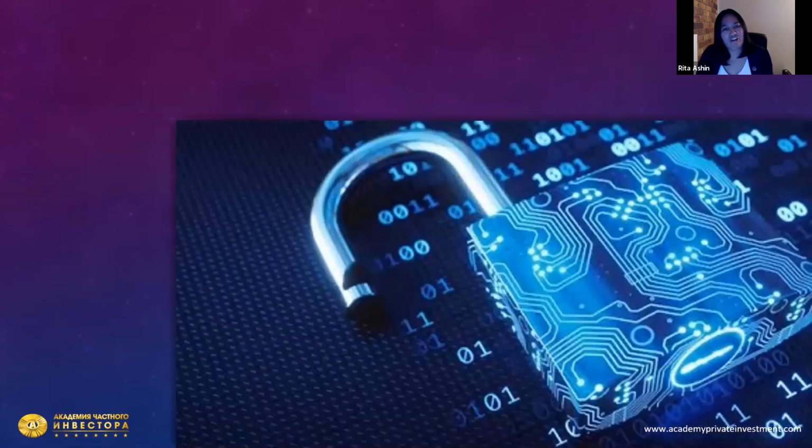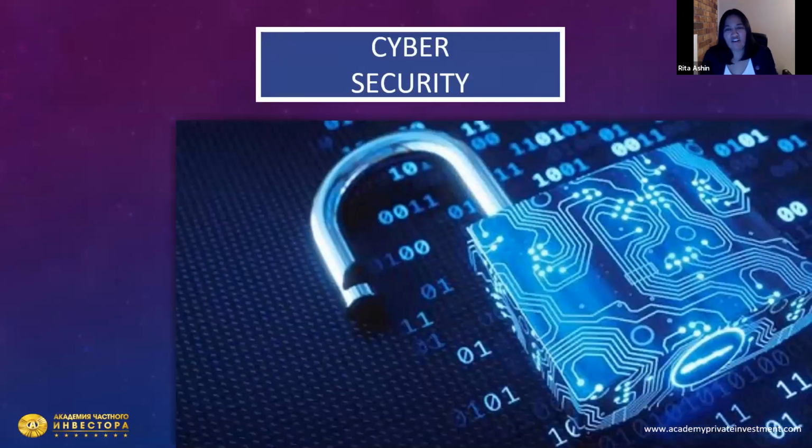And then we've got cybersecurity. Cybersecurity, obviously, is protection from online threats, protection from hackers. For example, when you're texting someone or when you're sending a private message on WhatsApp, those are all protected by encryption. That's a very popular type of cybersecurity.